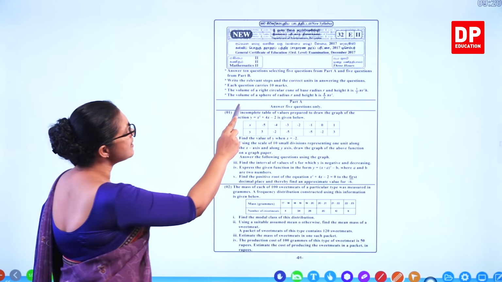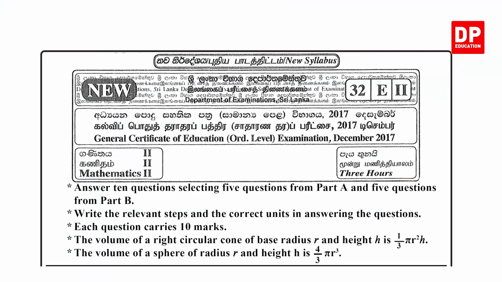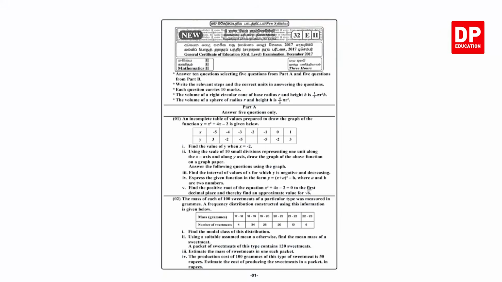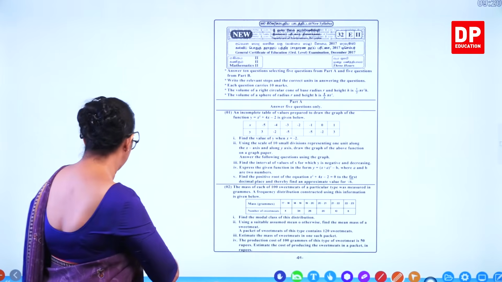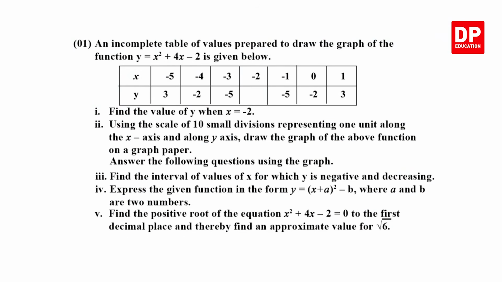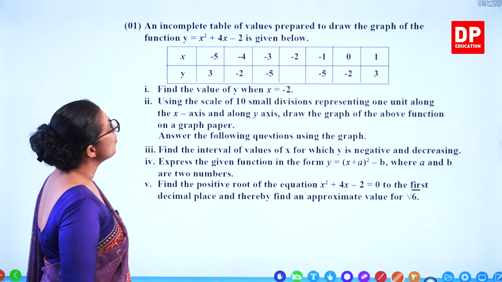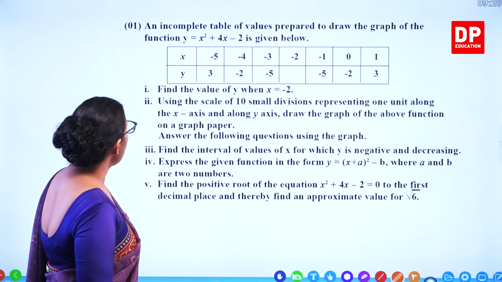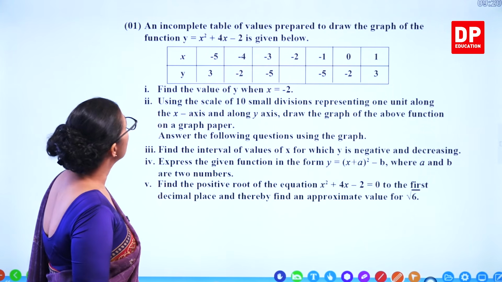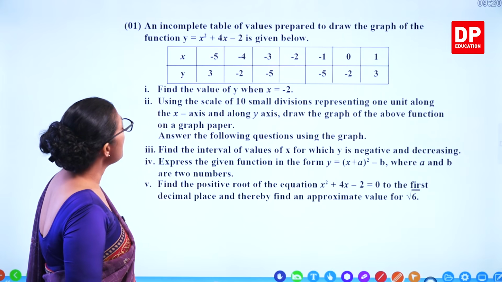Also here it says the volume of a sphere is given as 4/3 pi r cubed and the volume of a cone is given as 1/3 pi r squared h. So let's do the first 2 questions. This is a quadratic graph question and you get 5 parts in this one. So we'll do it step by step.